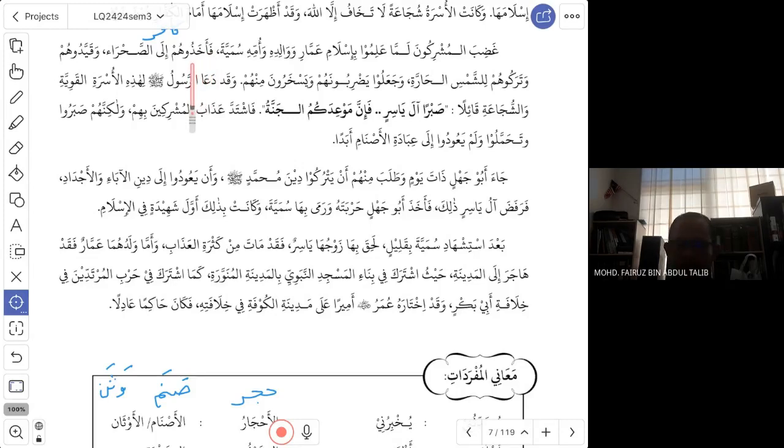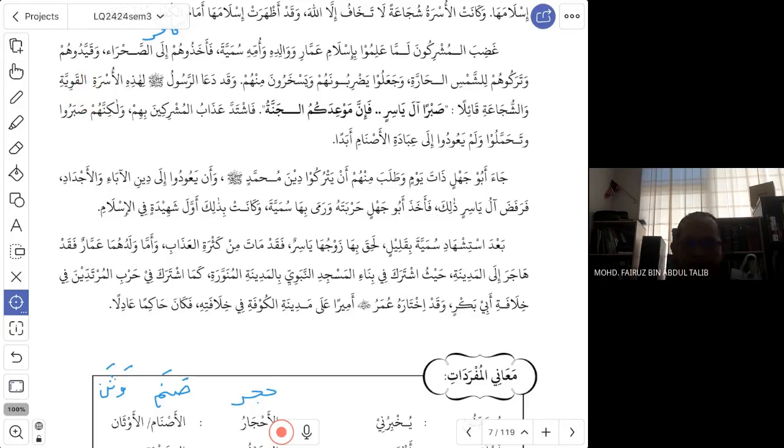Akhadha. This is similar to the word khus. Earlier we had the word khus. And they took them. Fa akhadhu, they took them, to the sahra, to the desert. Sahra, the desert. If you notice, the desert in Egypt is called Sahara. Sahara is actually taken from this word sahra. So they took them to the desert.